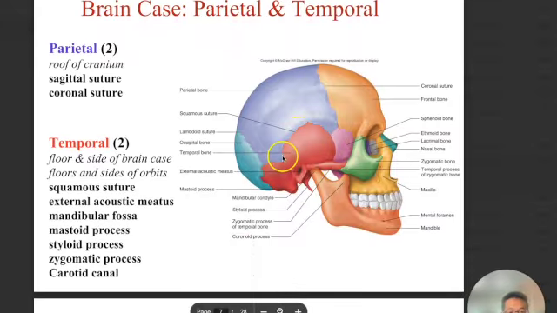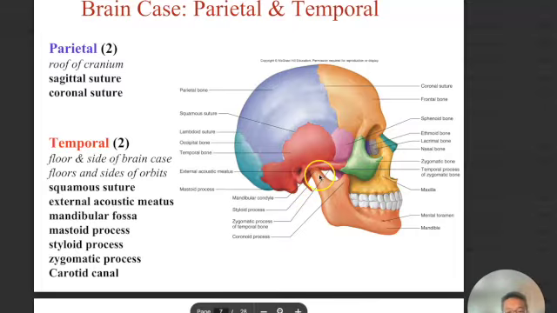Here is a squamous suture, squamous, and here is the lambdoidal suture, lambdoidal. Remember, this is your frontal bone, parietal, temporal, and occipital. This triangle thing under the eye is your mastoid process, and this thing is your styloid process.